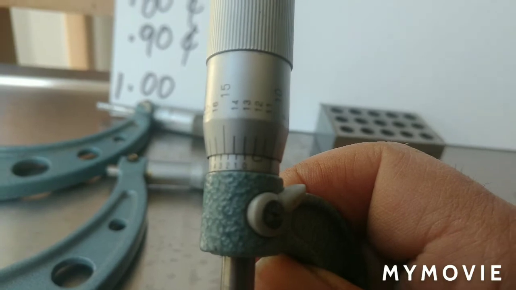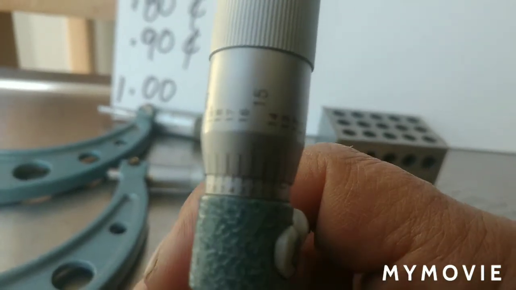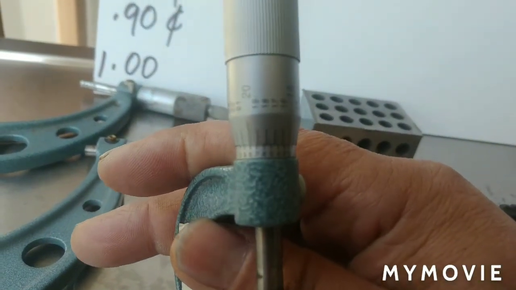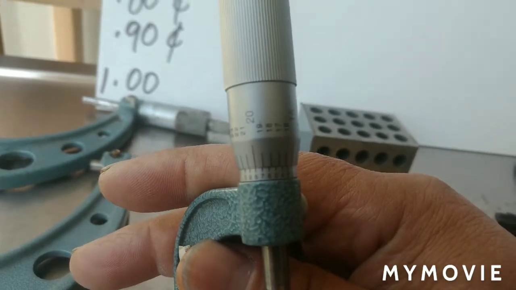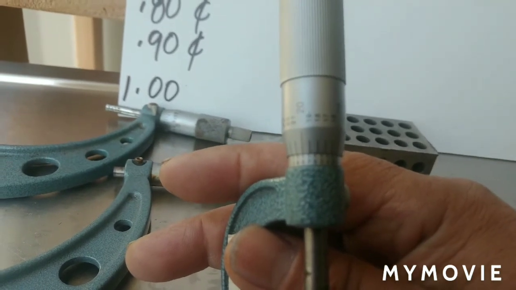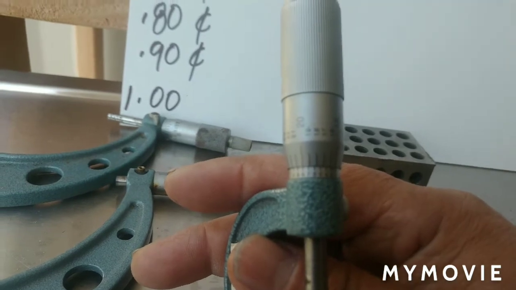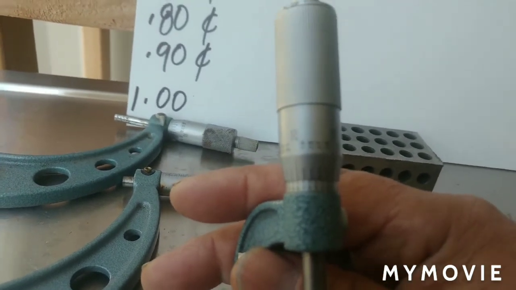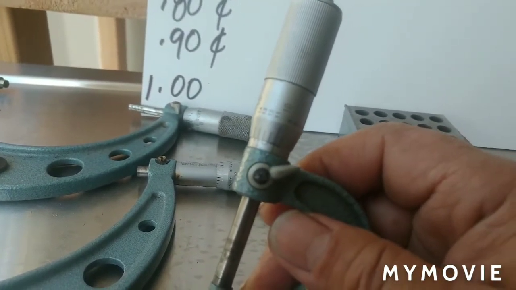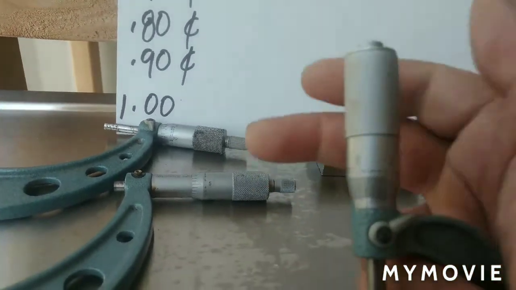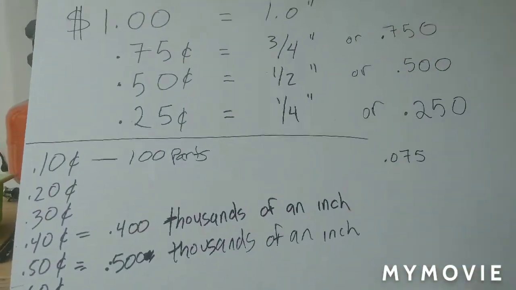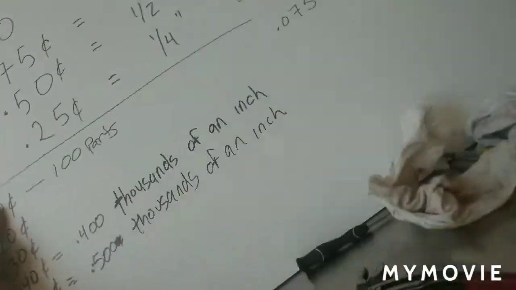0, 1, 2, 3, 4, 5, 6, 7, 9, and 10. So every thousandth of an inch is broken up into tenths, and we call them tenths, or 10,000ths of an inch. But we just call them tenths. We call thousands thous. Okay. So hopefully that helps. That's how you read a micrometer. A lot of people understand money, so that's why I did it that way. Everybody loves money.